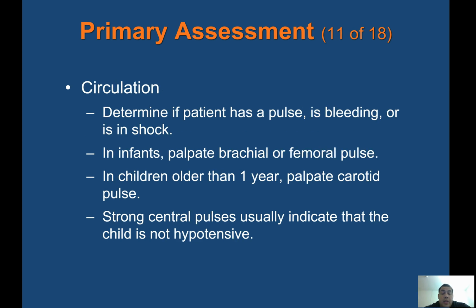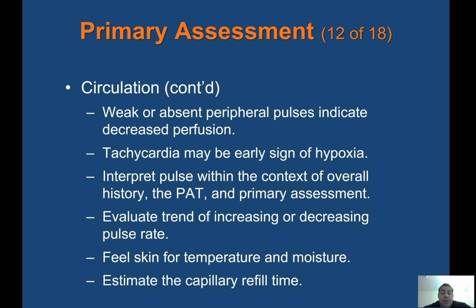Circulation. Determine if the patient has a pulse, is bleeding, or is in shock. In infants, palpate the brachial or femoral pulse. In children older than 1 year, palpate the carotid pulse. Strong central pulses usually indicate that the child is not hypotensive. Weak or absent peripheral pulses indicate decreased perfusion. Tachycardia may be an early sign of hypoxia. Interpret pulse within the context of overall history, the PAT, and primary assessment. Evaluate the trend of increasing or decreasing pulse rate. Feel skin for temperature and moisture. Estimate the capillary refill.